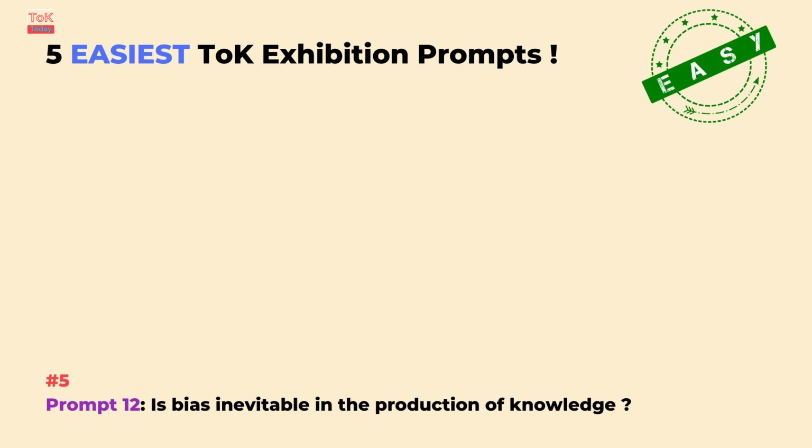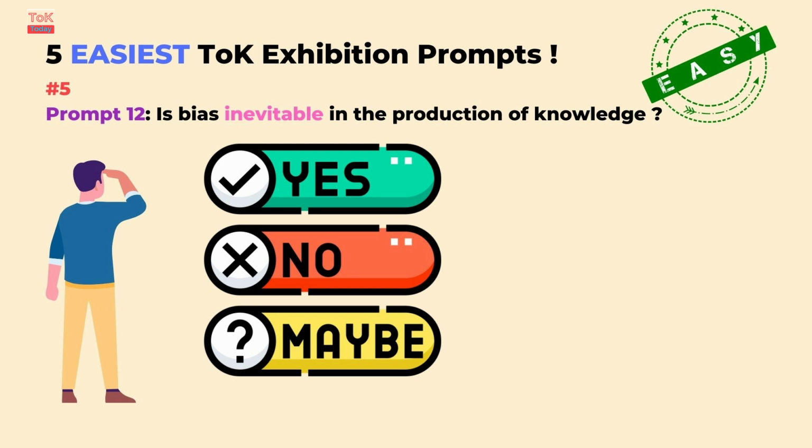Is bias inevitable in the production of knowledge? Now, it's got a slightly tricky idea of inevitability in there, but it has an easy closed-ended three-part structure. Yes, bias is inevitable in the production of knowledge. No, bias is not inevitable in the production of knowledge. And maybe bias is inevitable in the production of knowledge, and it's very clearly worded.